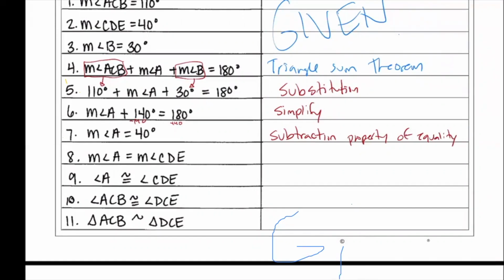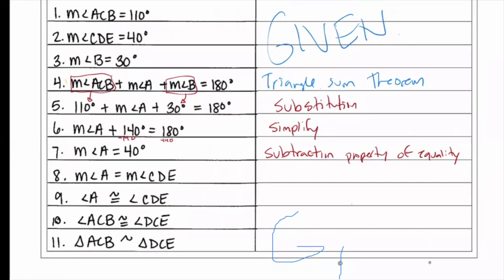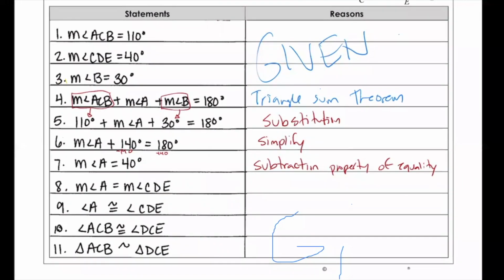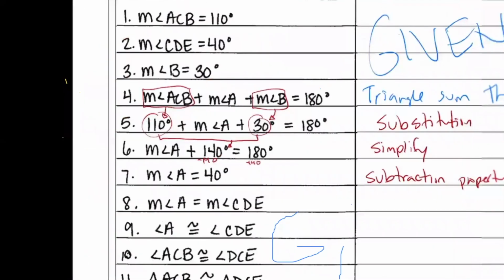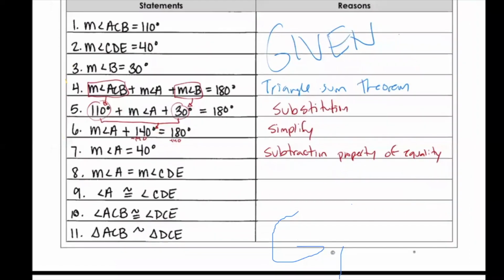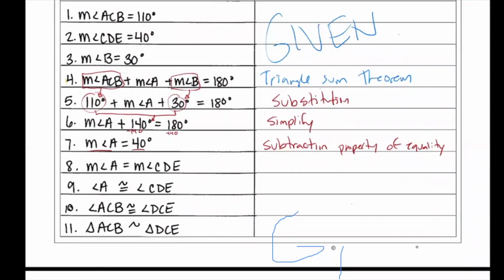And then number 8. Why can we say number 8? Measure of angle A equals the measure of angle CDE. Why can we say that? Is number 6 simplify? Because all we did was add up 110 and 30 to get 140. We're just adding on one side, not adding to both sides, so it's not the addition property of equality. We're just simplifying. And so now, measure of angle A is 40. We also see CDE was 40, so we can say they're equal to each other by substitution.